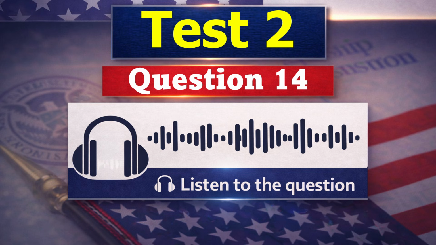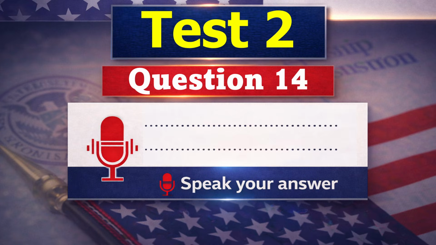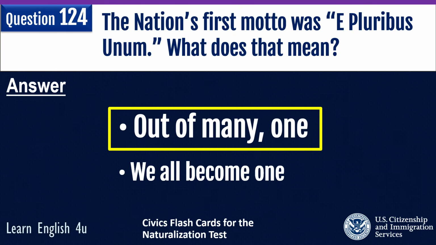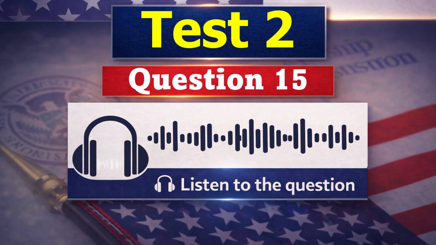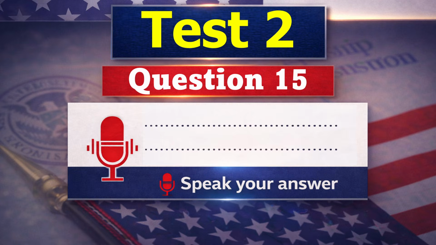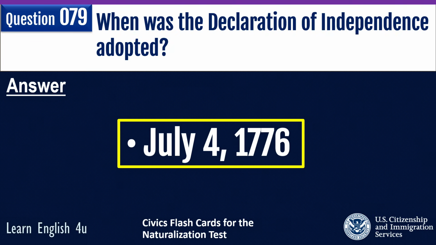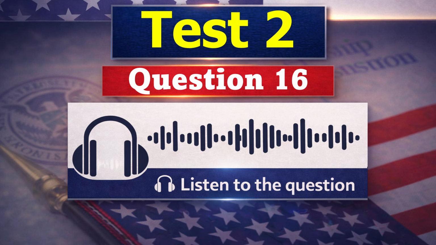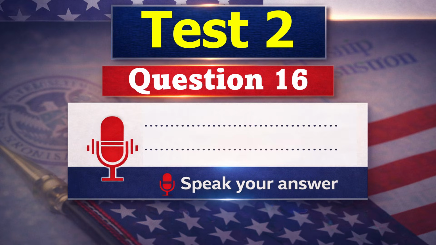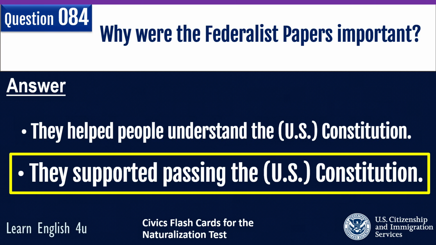The nation's first motto was E pluribus unum. What does that mean? Out of many, one. When was the Declaration of Independence adopted? July 4th, 1776. Why were the Federalist Papers important? They supported passing the U.S. Constitution.